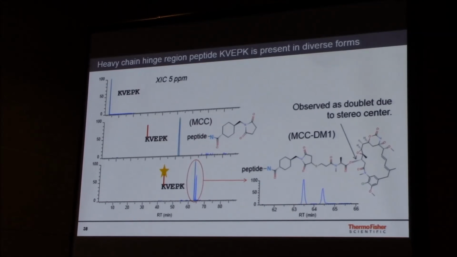Just to give you an example of what happens when you have a linker-only form versus a linker drug form. Actually, this linker drug form gives us this really interesting doublet. This is diagnostic, and it's unique to this particular linker drug. Specifically in the drug itself, there's a stereo center. So when you look at the linker-only form, this elutes a little bit early, it's less hydrophobic, but it also elutes in a single peak.